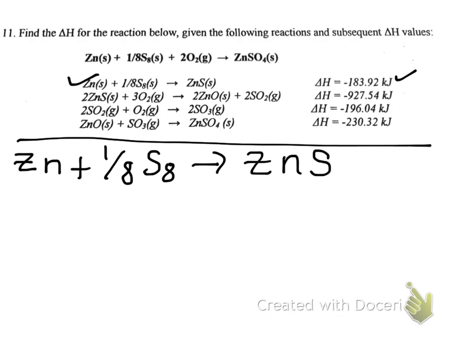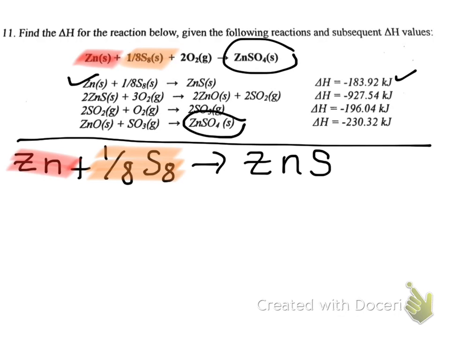So you'll notice that this zinc takes care of this zinc over here. And it turns out that this 1/8 sulfur is also in the right place as well. Okay, so now let's continue to look for something that is similar. This zinc sulfate here is the only place where it's found, so that would be a good one to start with. The one here is on the product side, this is also on the product side, and they both have an understood 1 in front of it, so we don't have to do anything to that one. So I'm going to put a check mark, and I'm going to go ahead and rewrite it underneath.